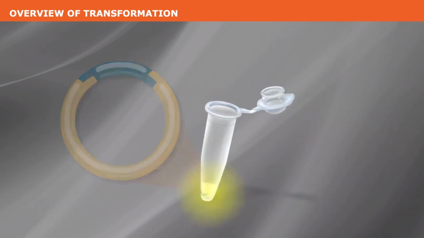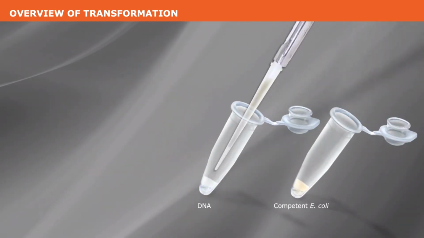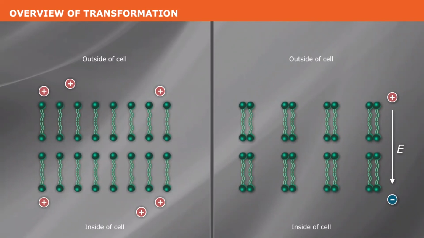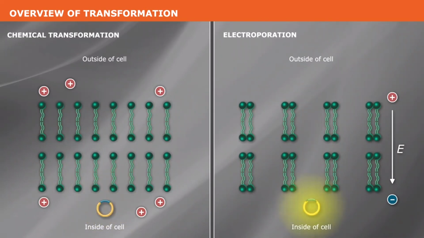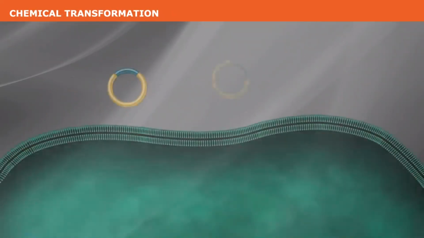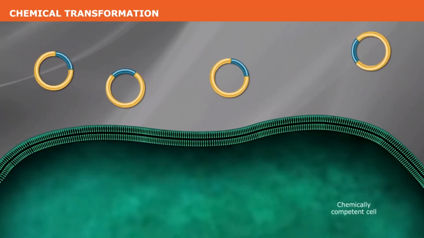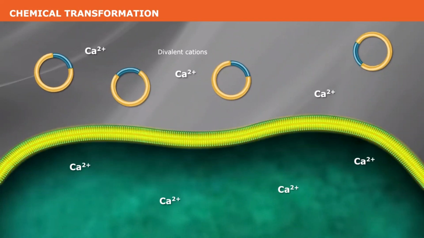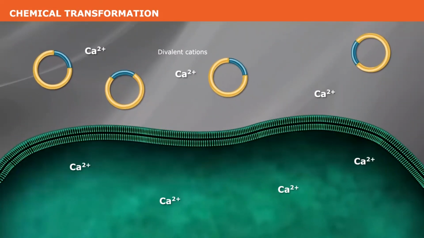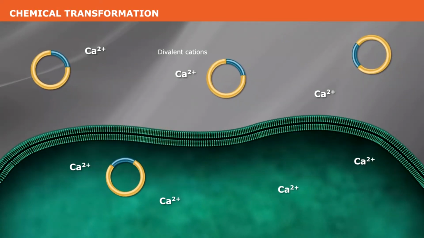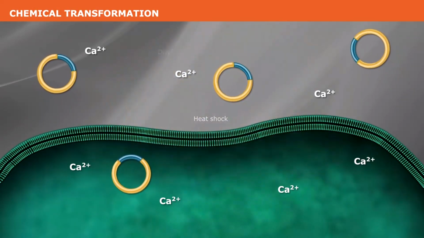Artificial transformation of bacteria involves producing competent cells capable of exogenous DNA uptake. There are two primary methods of artificial transformation used in the laboratory: chemical transformation and electroporation. It is thought that chemical transformation, which requires chemically competent cells, uses divalent cations to increase the permeability of the bacterium's cell wall, thereby increasing the likelihood of DNA acquisition. Many common protocols include a heat shock step to improve DNA uptake.